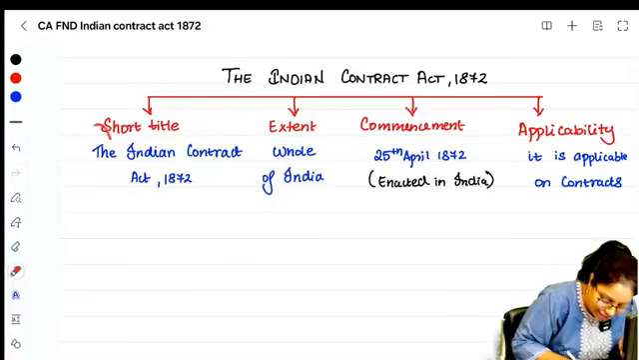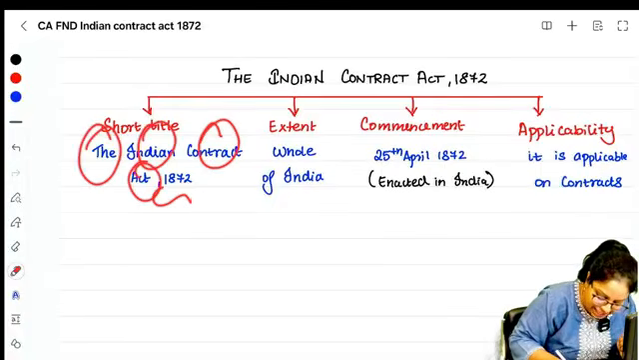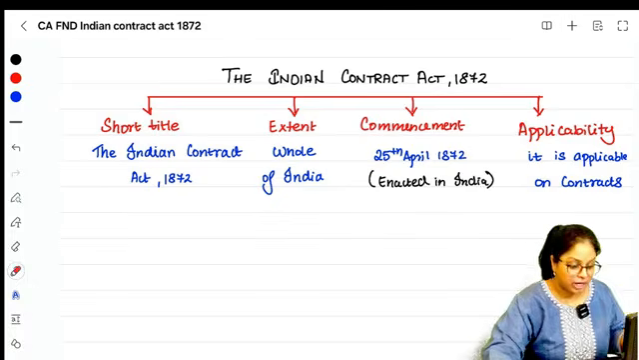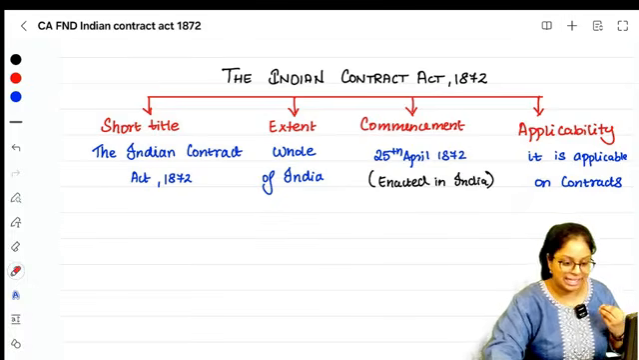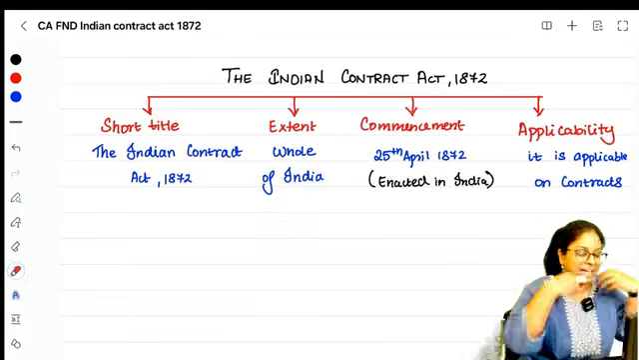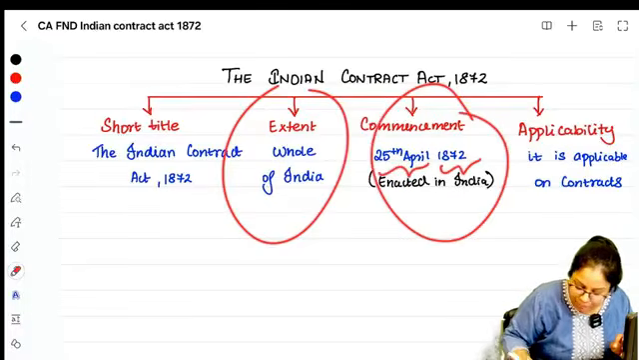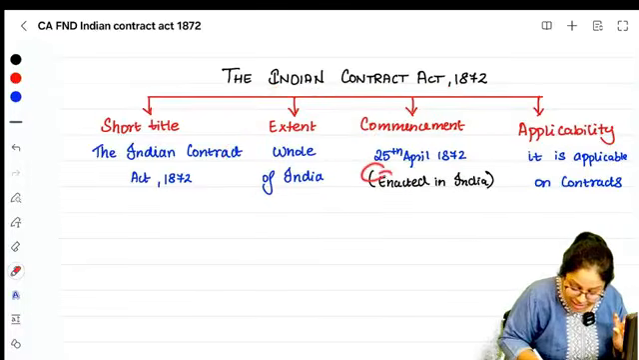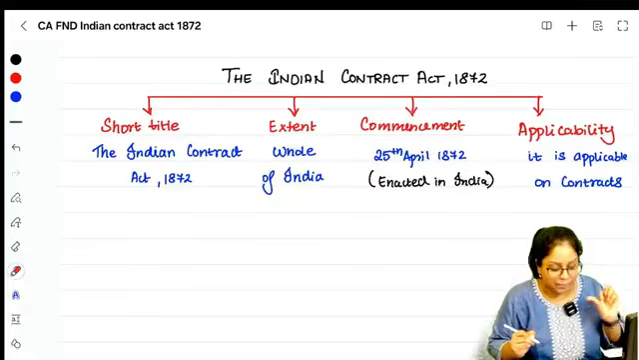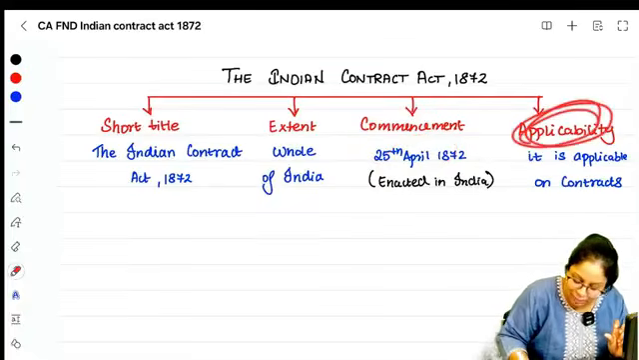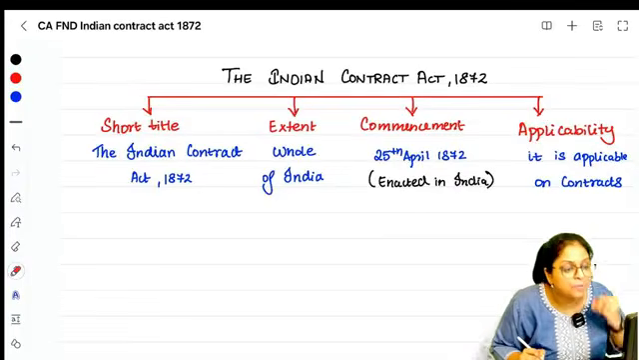The name of this act is the Indian Contract Act 1872. The short title, how am I going to call it? I'm going to call it the Indian Contract Act 1872. It extends to the whole of India. It commenced on 25th April 1872, which was its date of enactment. And applicability, it applies to all types of contract.